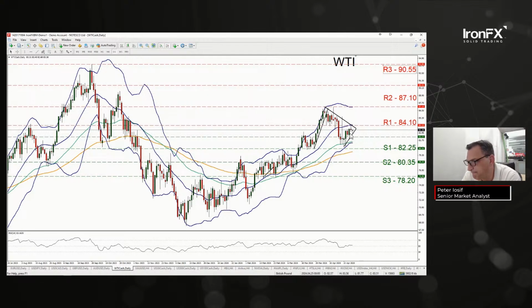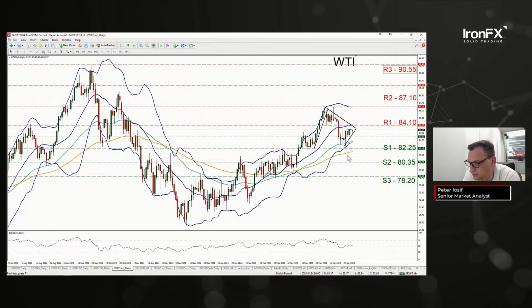The RSI indicator is running along the reading of 50, implying a rather indecisive market. On the other hand, we have to note that the 3 main moving averages on the chart, the blue line, the 20 moving average, which is also the median of the Bollinger Bands, the green line, which is the 50 moving average, and the orange line, which is the 100 moving average, all are pointing still upwards. So there is some potential for the bulls.